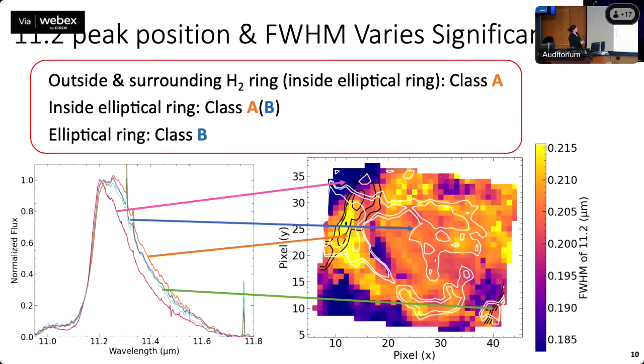If we look at the 11.2 next, we also see significant variation in the peak position and full width half max. Again, outside the ring, we see Class A with a very narrow profile peaking at a bluer wavelength. And then within the ring itself, we have Class B, which is peaking at a redder wavelength and a broader profile. And then inside that, we have Class AB, which is an intermediate profile.